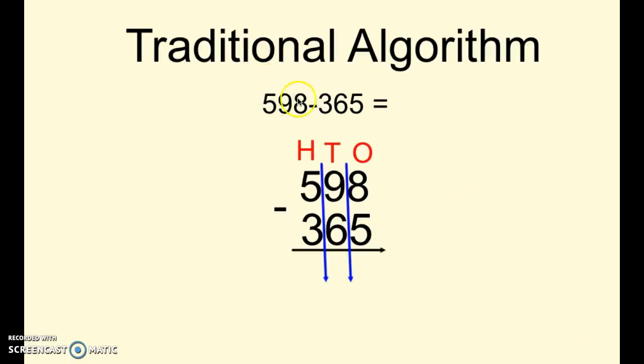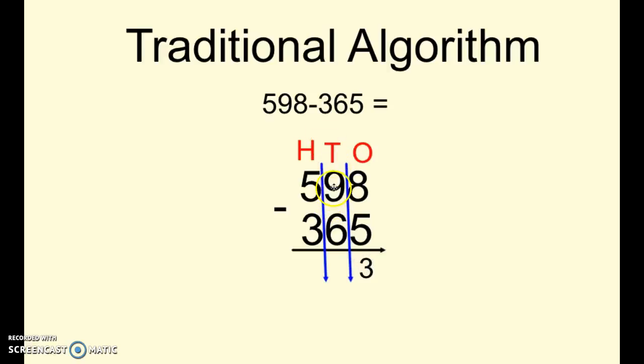So if I'm taking 598 minus 365, I line those two numbers up right above each other. My ones are above the ones. My tens places are both lined up, and my hundreds are both lined up. So whenever I do an algorithm, I start over here in the ones column. This is basically 8 minus 5. I know that 8 minus 5 is 3. So I can record my 3 right there.